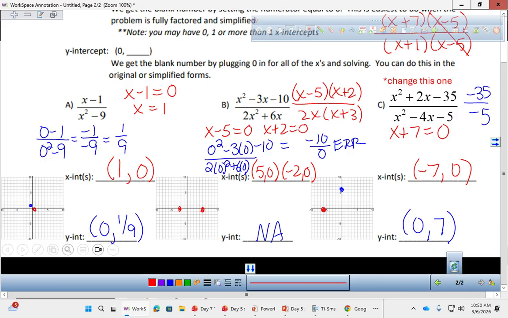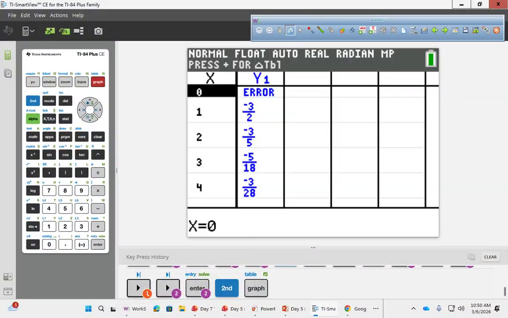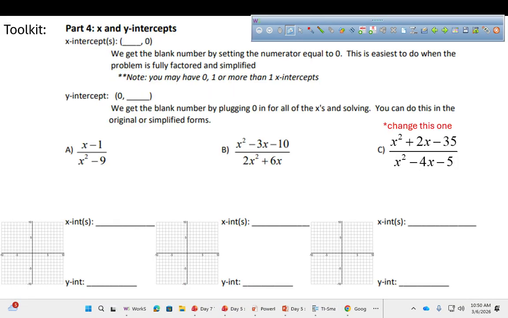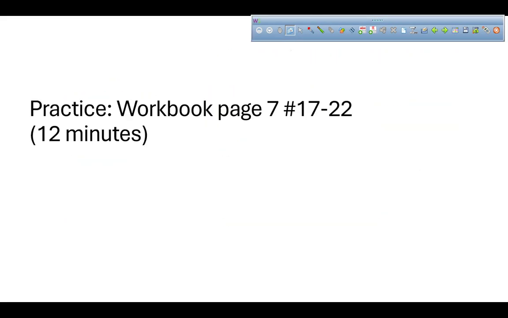That's the new stuff for the day. I just want to make sure you can do those things so you can apply those skills. So on page 7, 17 through 22 is all the new stuff. There's vertical asymptotes, there's horizontal asymptotes, there's slant asymptotes. What else was new? Holes, sometimes. And then x and y intercepts. So you're just practicing those concepts. I don't know that you'll get through all of that in 12 minutes, but get through what you can, and then we'll go over what you did in that time.